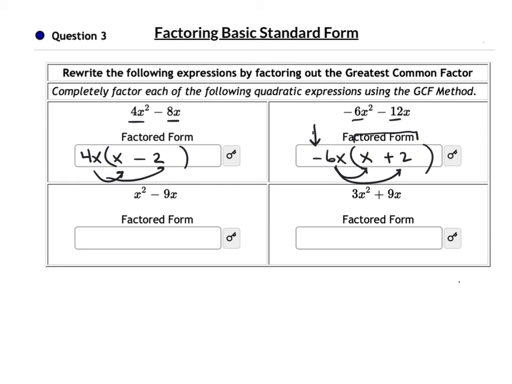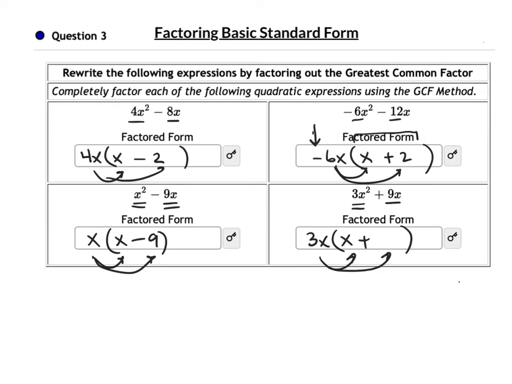For the next one, both have an x in them. X times x minus 9, because x times x is x squared, and x times negative 9 is negative 9x. And for the last one, both have a 3 in them, and both have an x in them. 3x times the first spot makes 3x squared. That would be an x. Plus 3x times the second spot makes 9x, and that would be a 3.